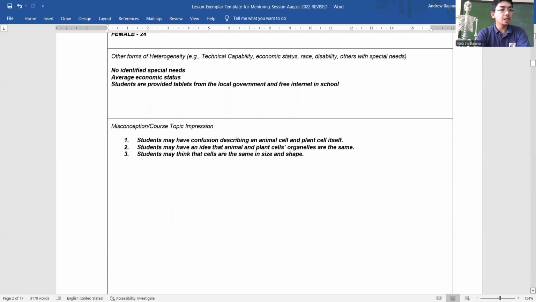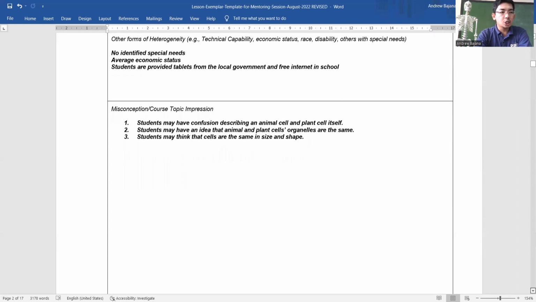Misconceptions about the topic. First, students may have confusion describing an animal cell and plant cell itself. Second, students may have an idea that animal cell and plant cell organelles are the same. And number 3, students may think that cells are the same in size and shape.